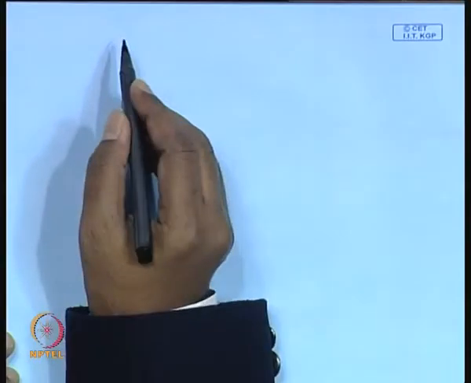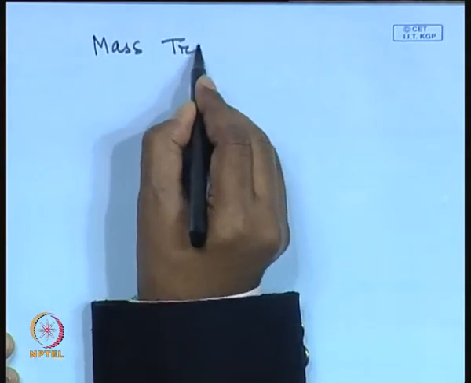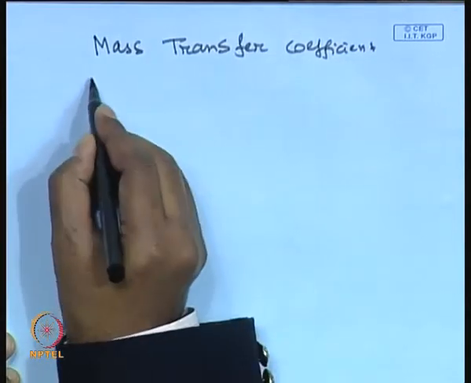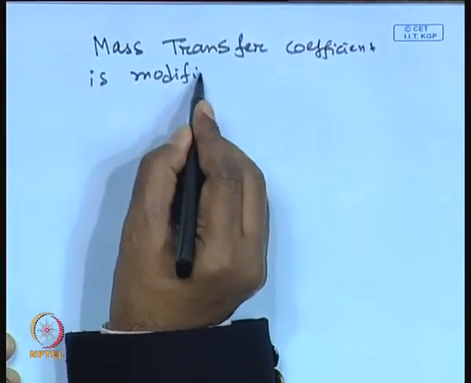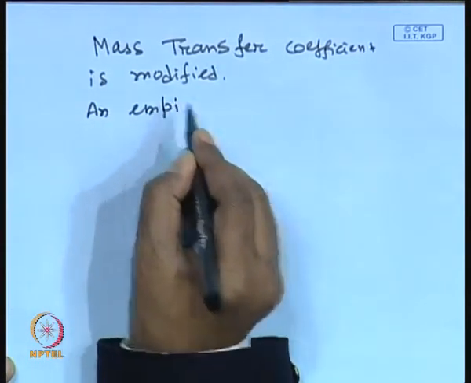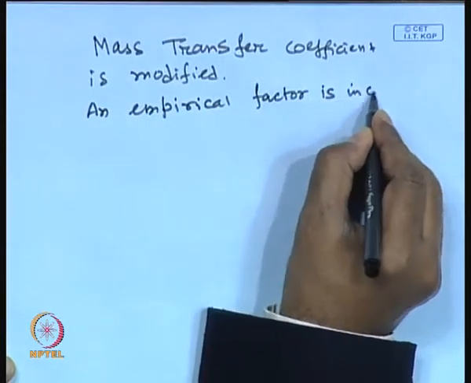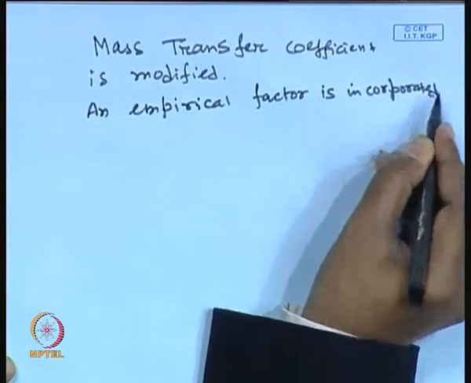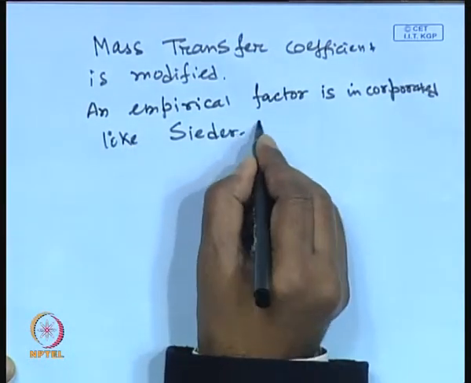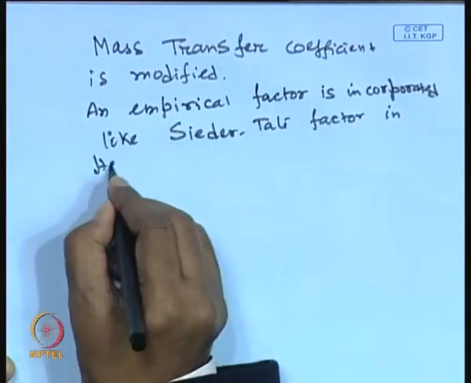The first approach that generally is taken is that the mass transfer coefficient is modified. And what is the modification? An empirical factor is generally incorporated, like the Sieder-Tate factor in heat transfer.